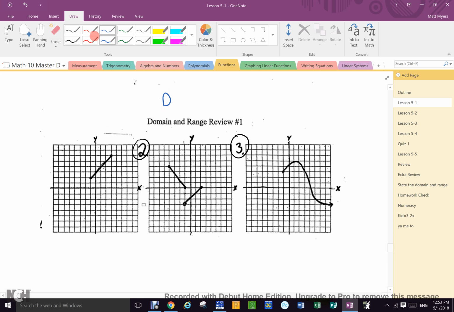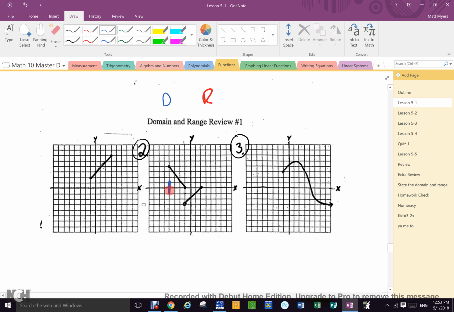Domains will be in blue. Ranges will be in red. Domains are where? X or Y? X. So I have to go to the lowest X value. Where is the lowest X value? On the left or the right? Left. So I go out to here.